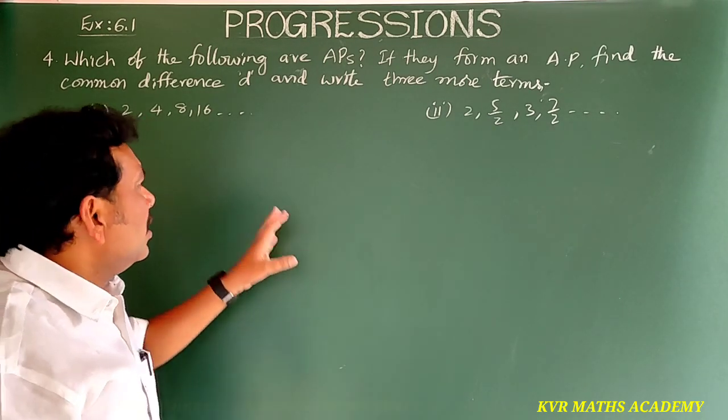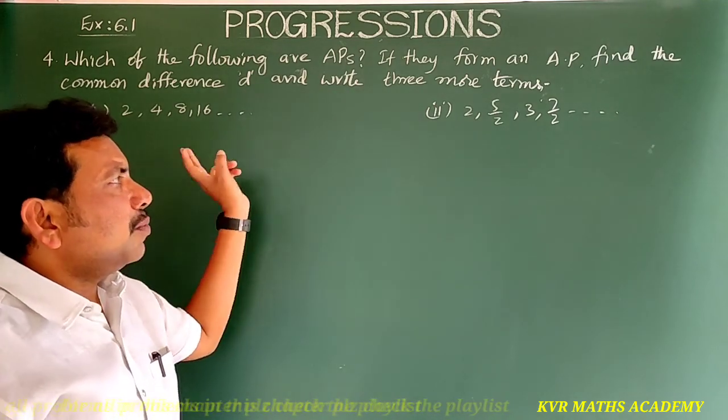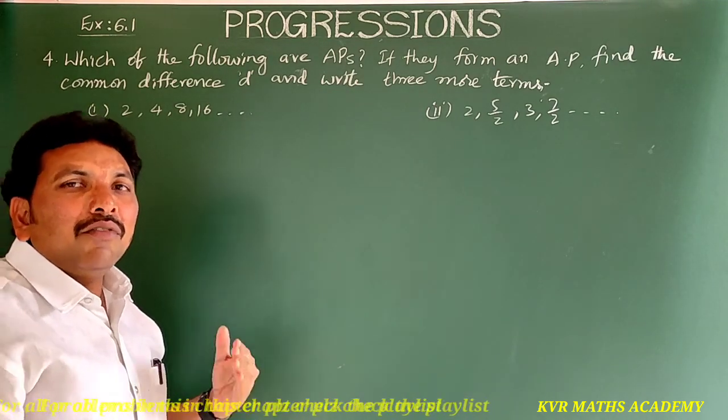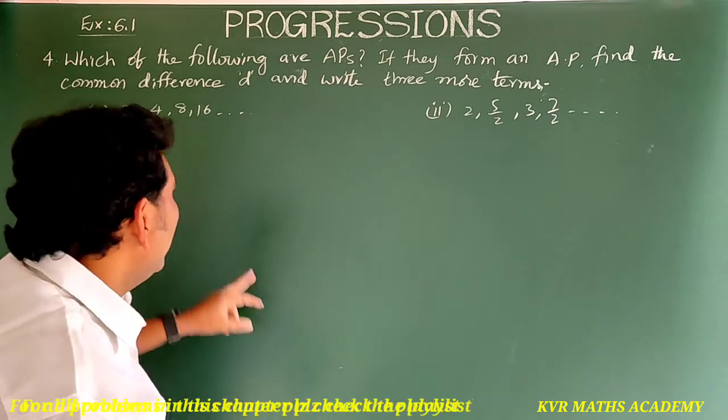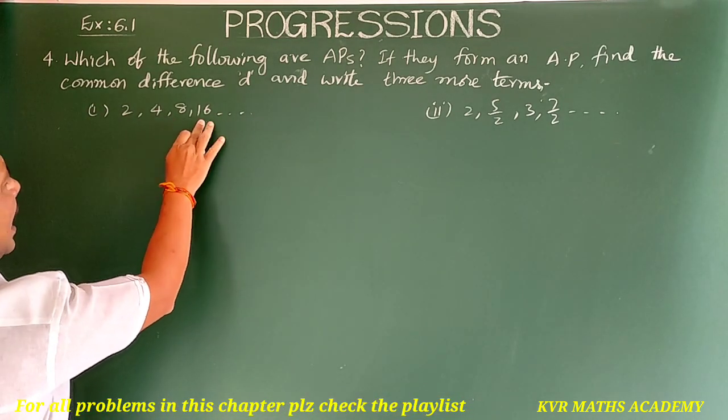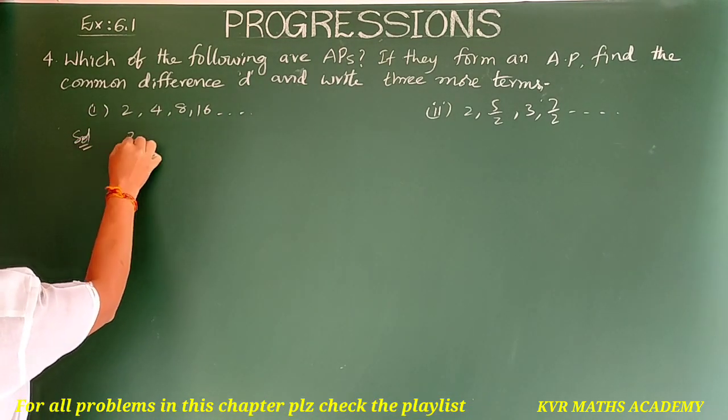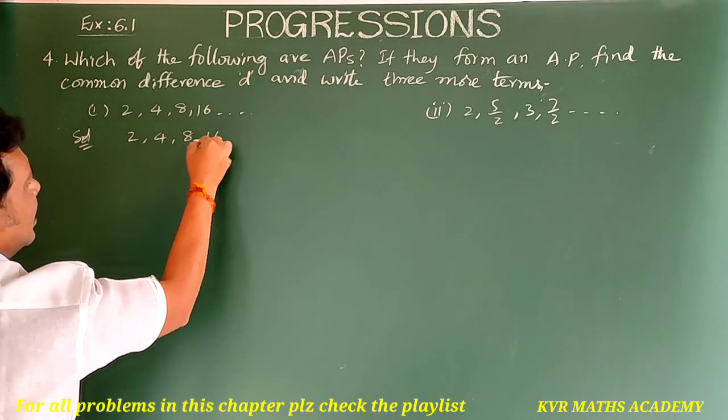Let us do it. First I have written two problems only. After that, one by one I will explain. First one: 2, 4, 8, 16. Solution: 2, 4, 8, 16 is given.